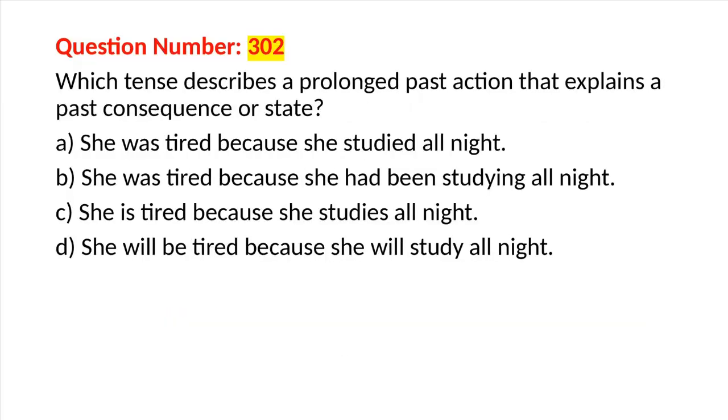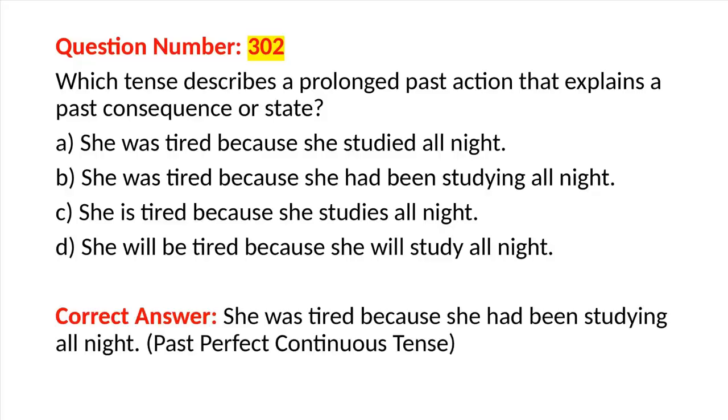Question number 302. Which tense describes a prolonged past action that explains a past consequence or state? A. She was tired because she studied all night. B. She was tired because she had been studying all night. C. She is tired because she studies all night. D. She will be tired because she will study all night. Correct answer, she was tired because she had been studying all night. Past perfect continuous tense.